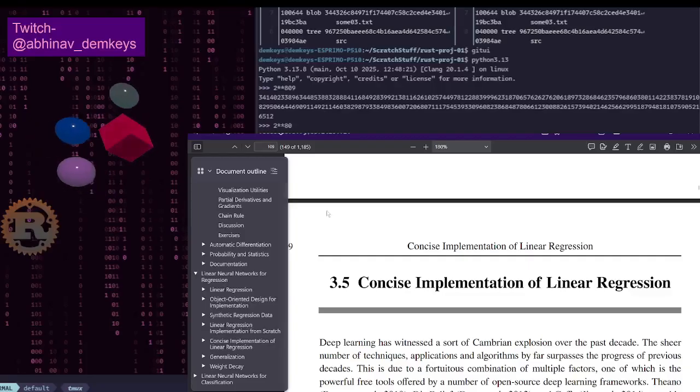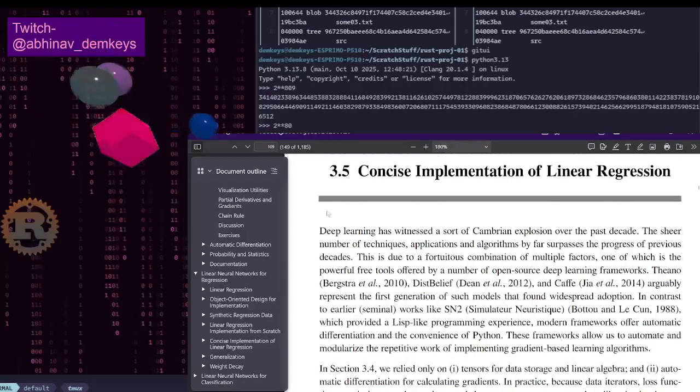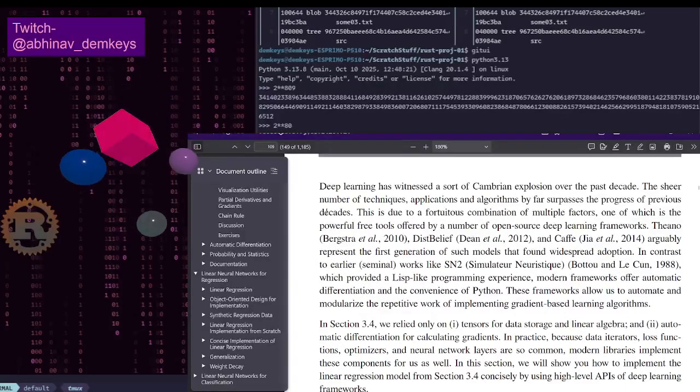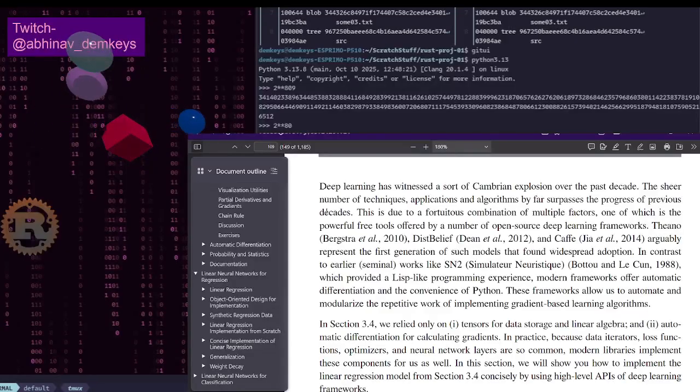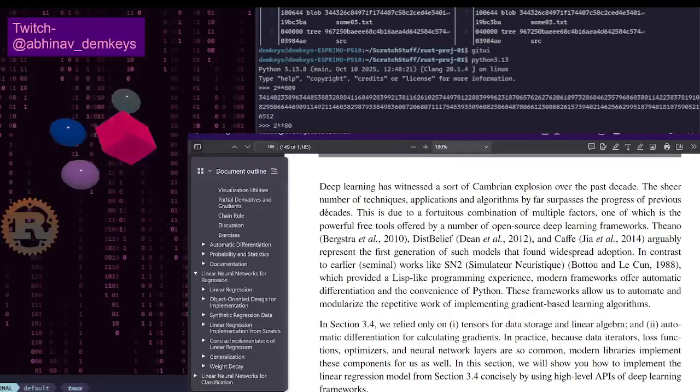All right. Concise implementation of linear regression. Deep learning has witnessed a sort of Cambrian explosion over the past decade. The sheer number of techniques, applications, and algorithms by far surpasses the progress of previous decades. This is due to a fortuitous combination of multiple factors, one of which is the powerful free tools offered by a number of open source deep learning frameworks.